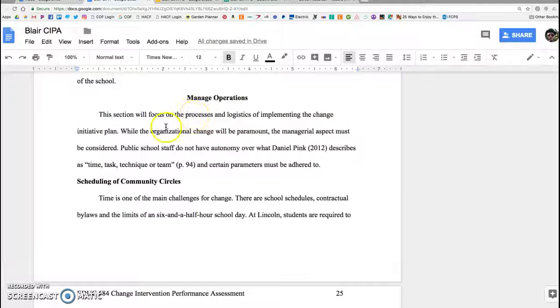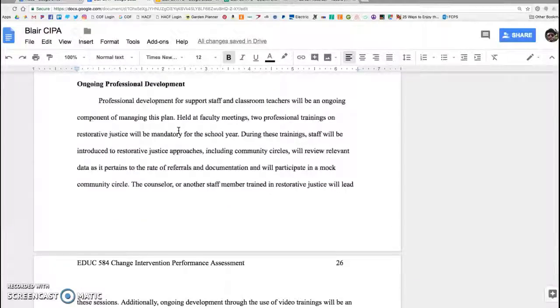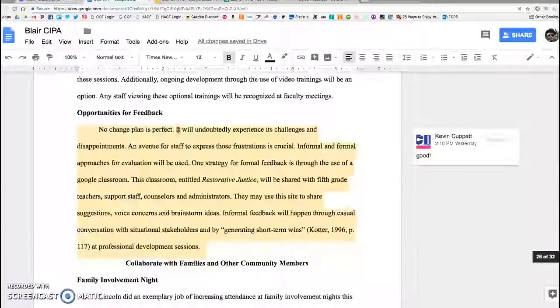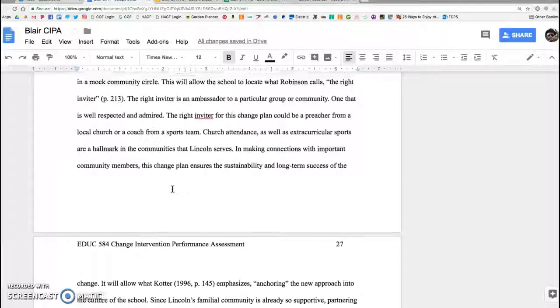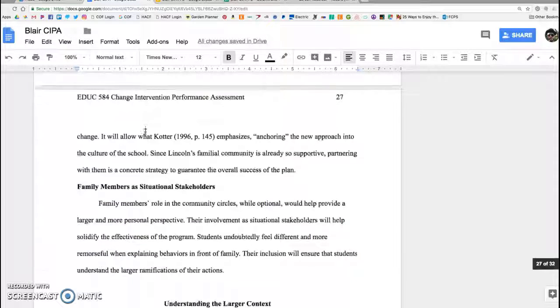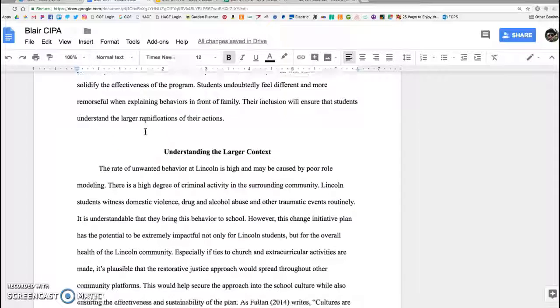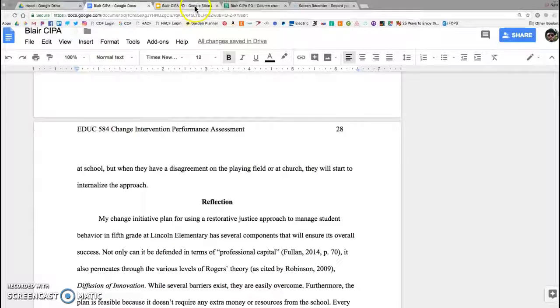This section is talking about when community circles can actually happen in the school day, and then professional development, of which you're about to see an example, opportunities for feedback, and then family involvement and community involvement is a huge aspect of this change plan. Finding the right inviter. For this case, it might be a church member, a preacher, a priest, or a sports coach, somebody that can take this back to their respective part of the community and use it in their own regard. And it would really help students internalize this process if they're using it in other aspects of their life as well, and not just in school.